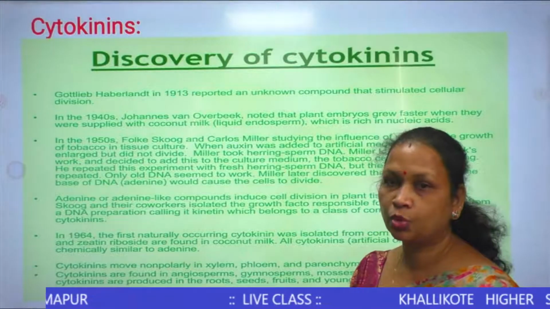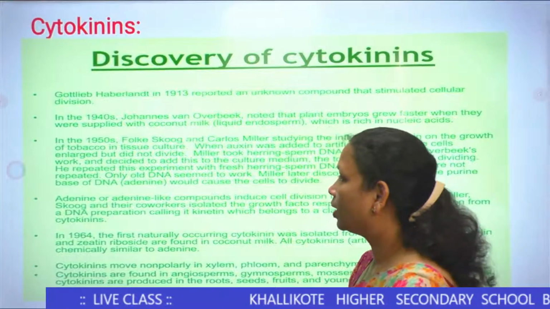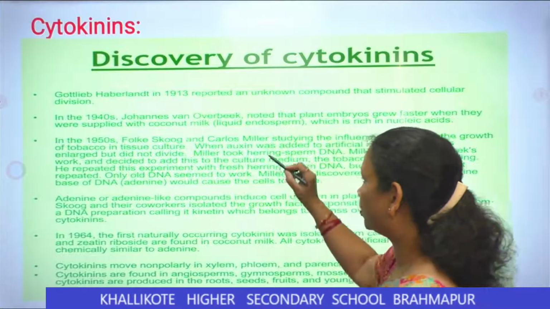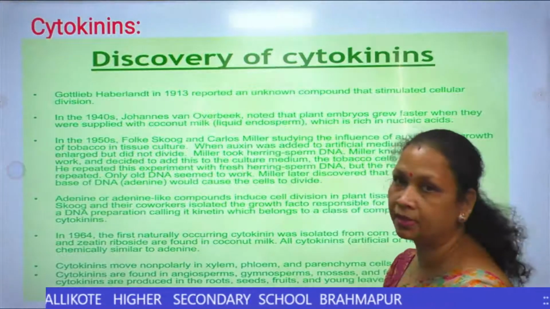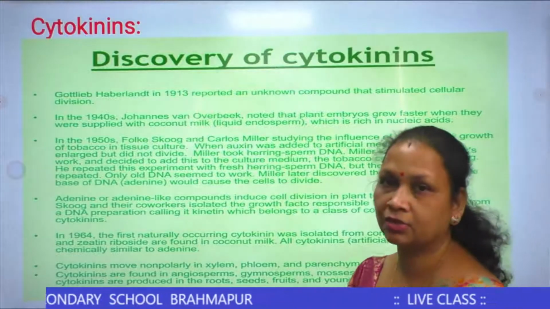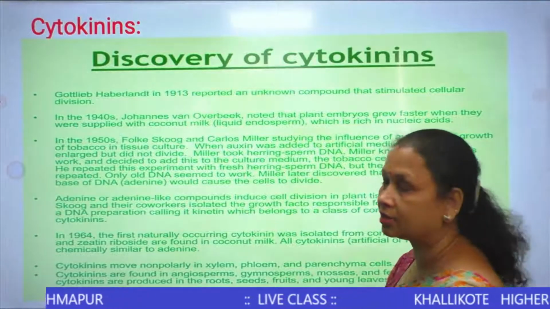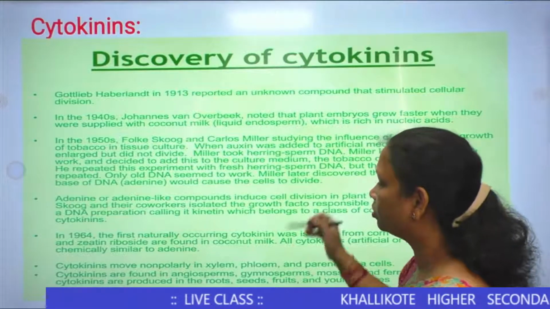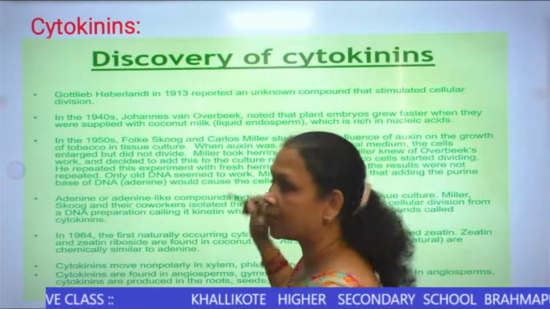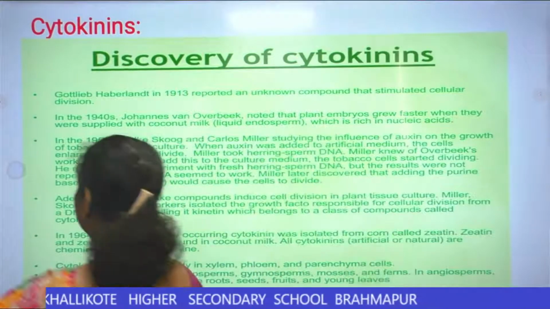There were two major contributors to the discovery of cytokinin: Skoog and his fellow workers, and Carlos Miller. These two persons worked much on cytokinin and discovered the effect of the cytokinin compound. What Skoog did was work mainly on tobacco pith cells.